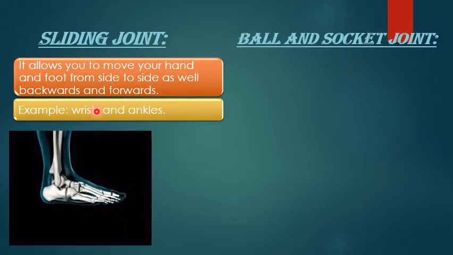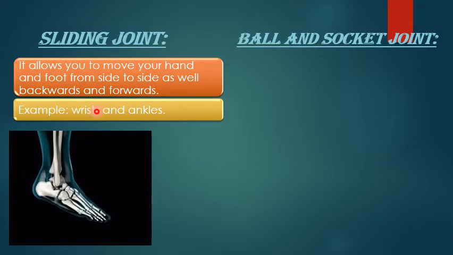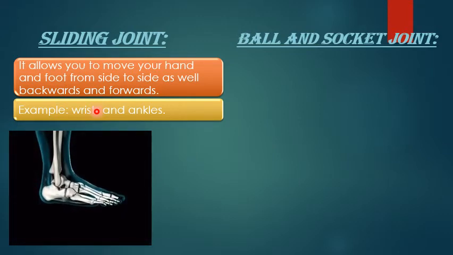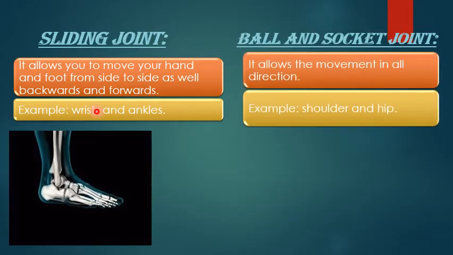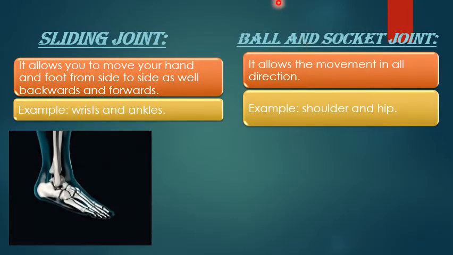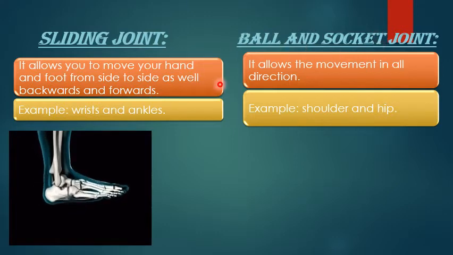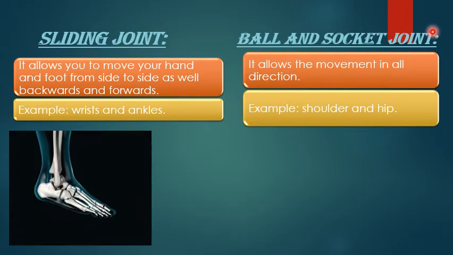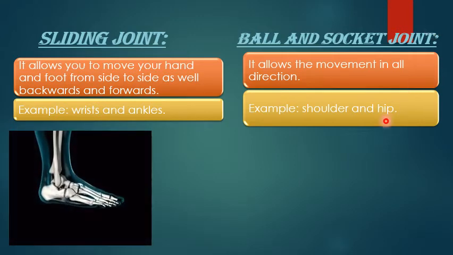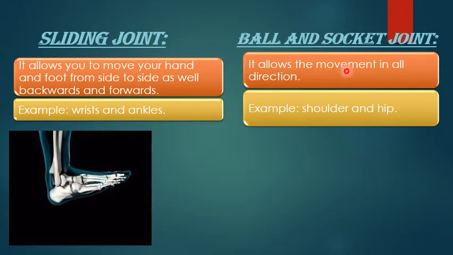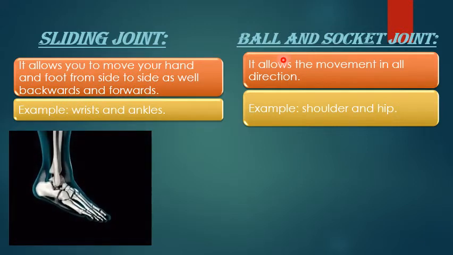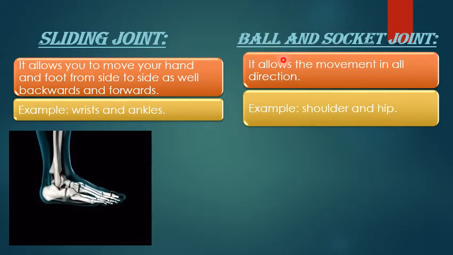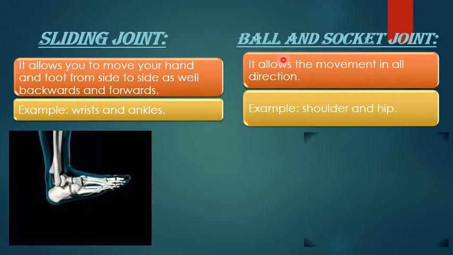They can slide over each other, and we can move our feet or ankles backward and forward due to the sliding joint. On the other hand, the ball and socket joint allows movement in all directions. Shoulder and hip joint are examples of ball and socket joint. If I ask you which joint allows the maximum movement, the answer is ball and socket joint.